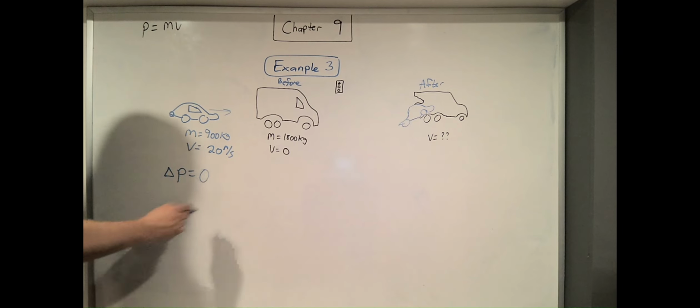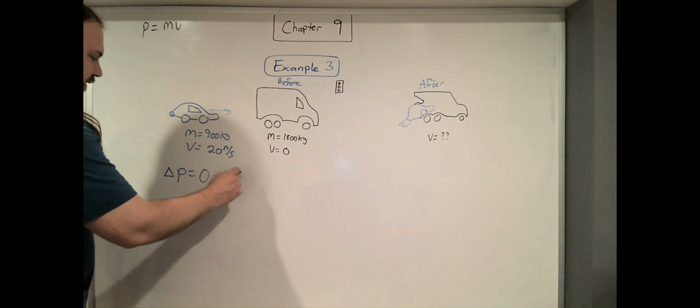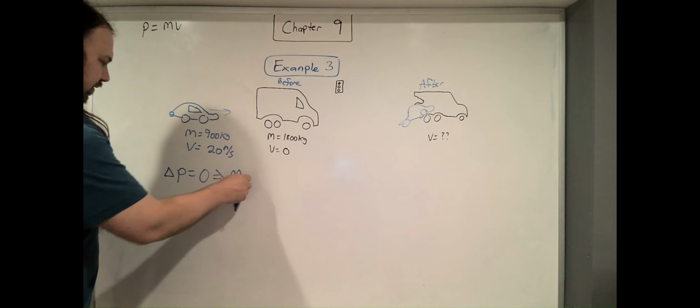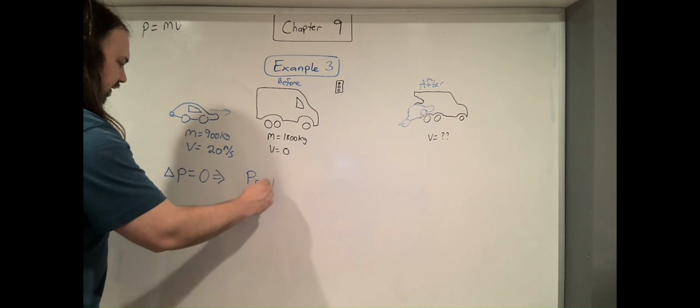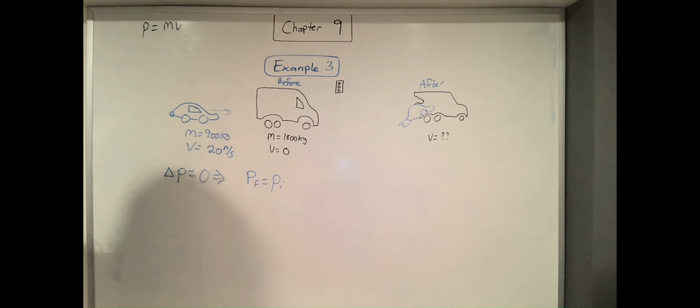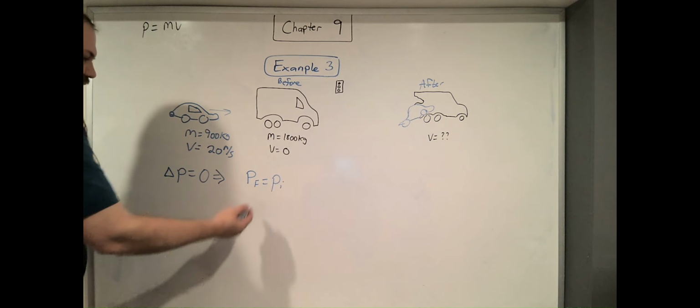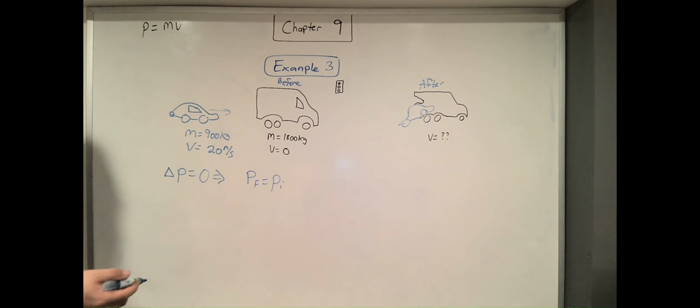Change in P is 0, which means, oops, not M, which means that P final is equal to P initial. And because there's no change, that means the final must equal the initial. In the end, let's look at what we have.